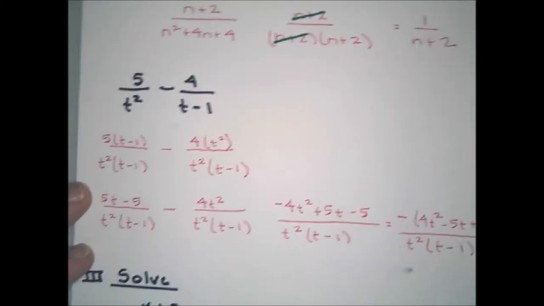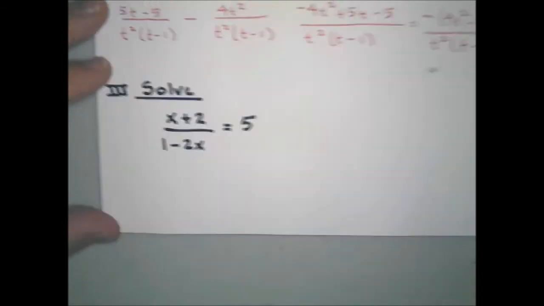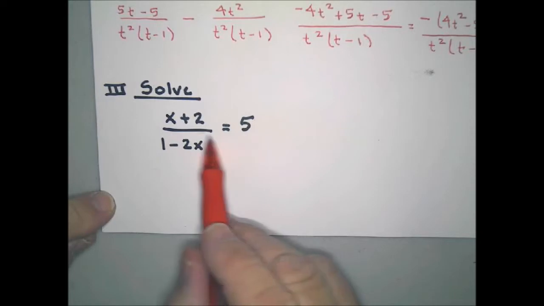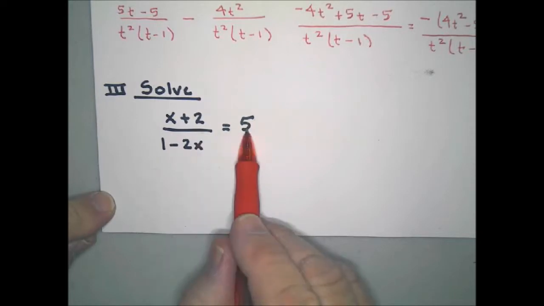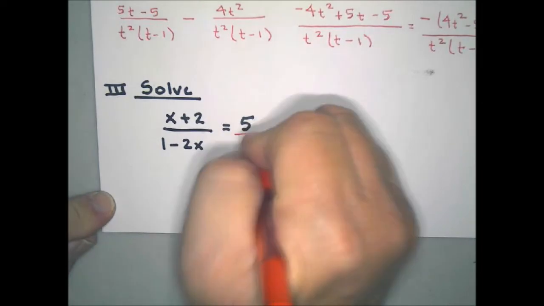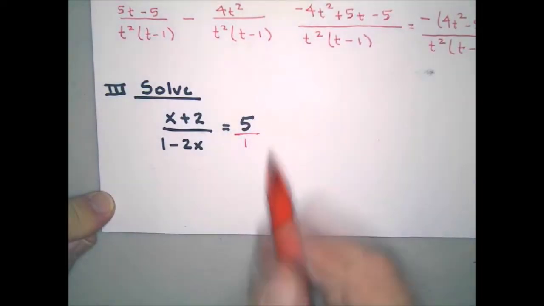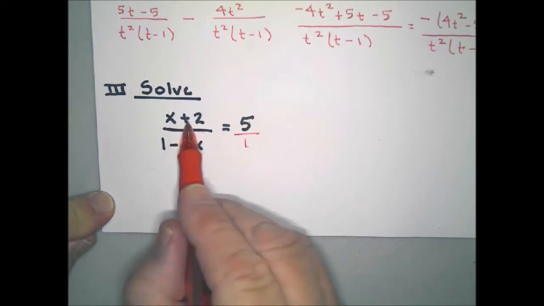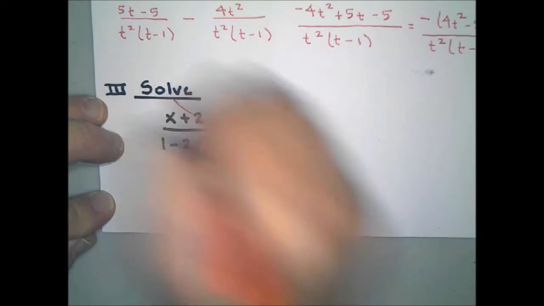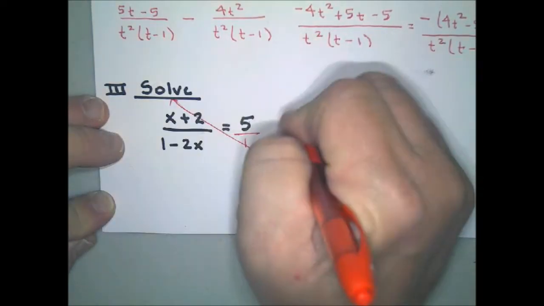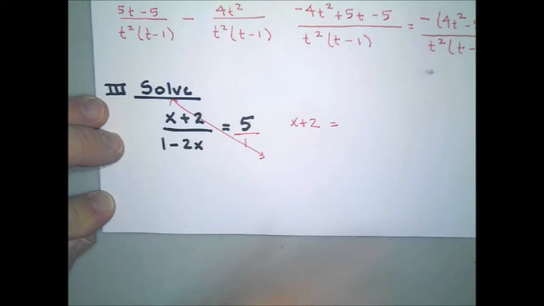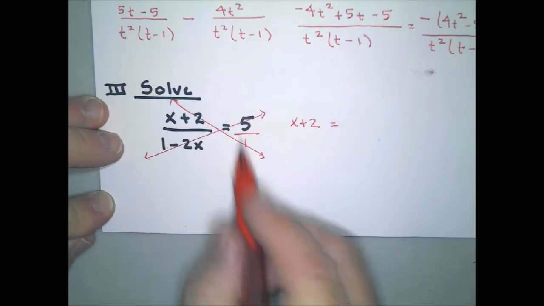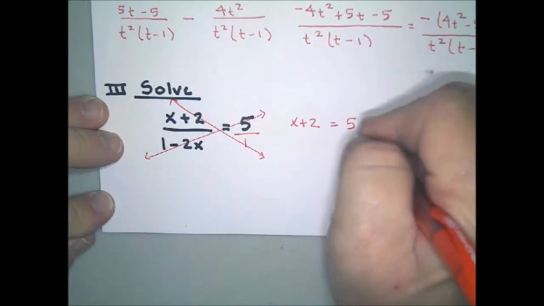Now moving on to the next part of the unit, which was the solve unit. We'll start with the easiest one, and that would be if you just had one fraction being set equal to the other fraction. Now remember, there's a 1 under that 5. It's not 5 over 5, it's 5 over 1. And now all we have to do is cross multiply. So x plus 2 multiplied by 1 is simply x plus 2. Now going the other way, 5 times 1 minus 2x is 5 minus 10x.